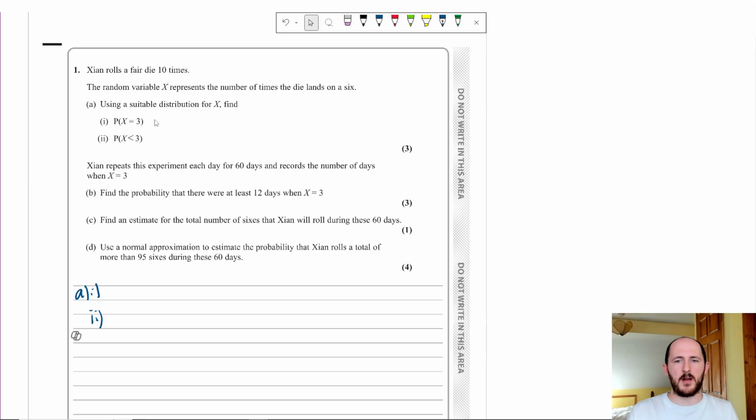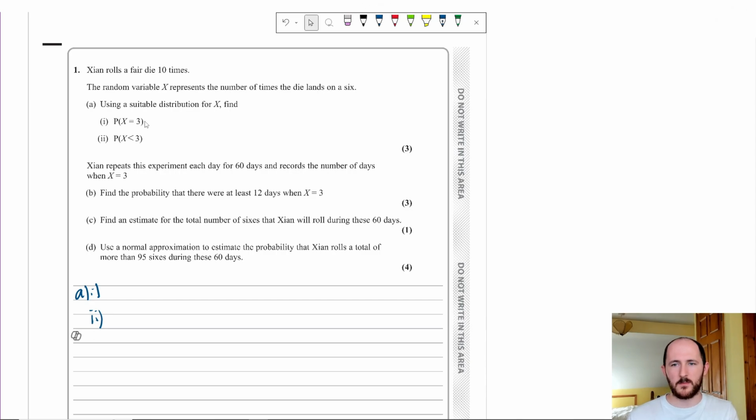Now, when it says a suitable distribution, again we only really have two choices, which is the normal and the binomial. Technically, there's also the uniform distribution, which we could use on this. So we could use a discrete uniform distribution to work it out, but the thing is it's being rolled 10 times and the number of combinations for it to be exactly 3 is kind of a lot.